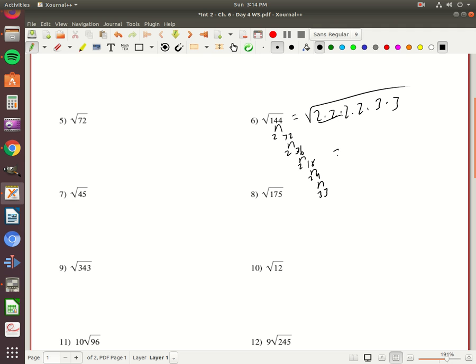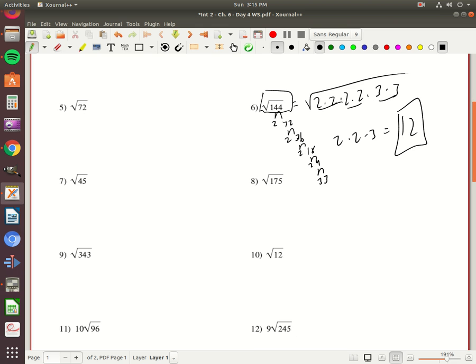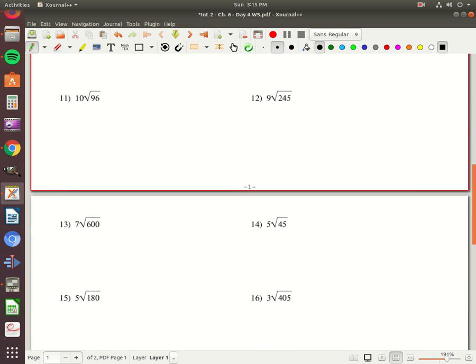Here, 2 times 2 is 2, 2 times 2 is 2, 3 times 3 is 3, 2 times 2 is 4, times 3 is 12. That's known as a perfect square. Hopefully you already knew that the square root of 144 was 12, right? But you can still go through the process. So if you see the shortcut, take the shortcut. Just go straight to 12. If you don't, you should get the correct answer even if you go the long way.